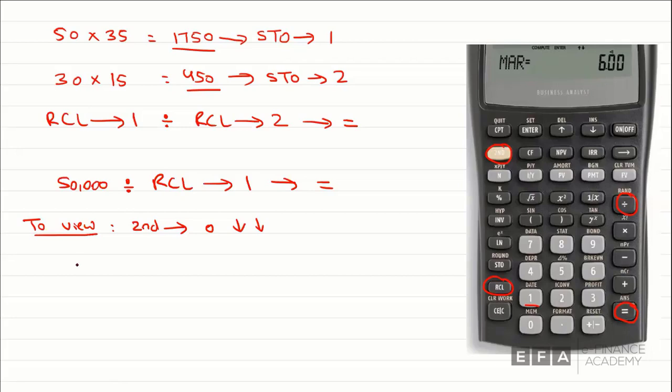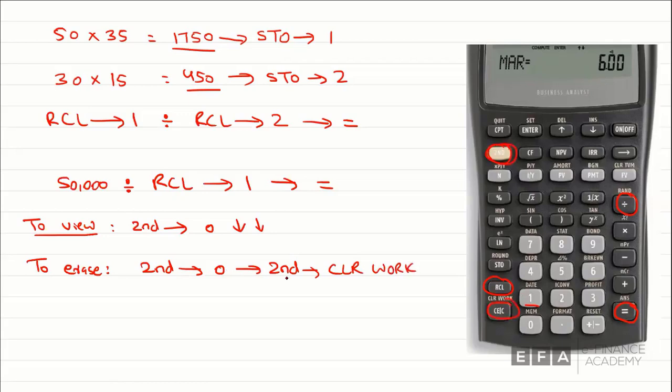What if you want to erase it? To erase and clear it, you should press again second 0. Always you need to press second and 0. So you need to be in the memory to erase the memory. So press second and 0 to enter the memory, and then simply after that press second and clear work, which is right here, second and clear work.